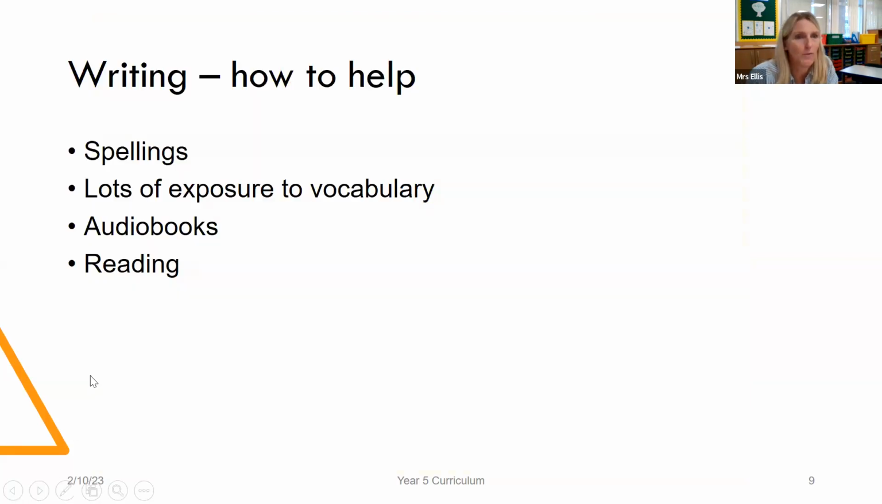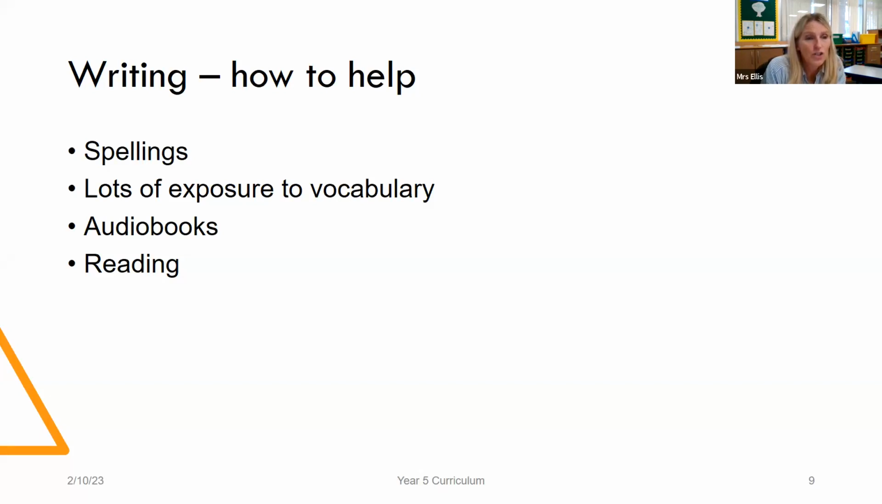So how can you help with writing? So spelling, if children can spell confidently, that really can help them with their writing. So they haven't got to think about that aspect of it. So we've just started a new program of Spellshed. So getting children to regularly go on that each week helps them with spelling those year 5, 6 spelling patterns that we're teaching them and their common exception words.